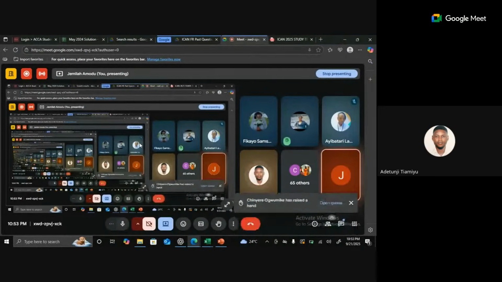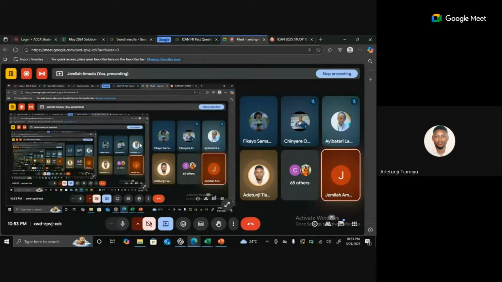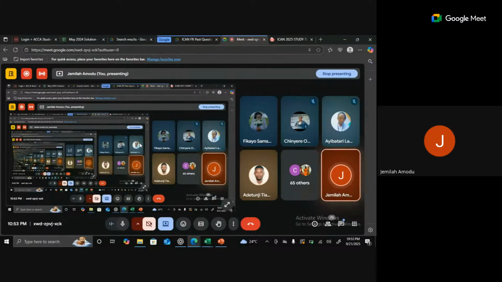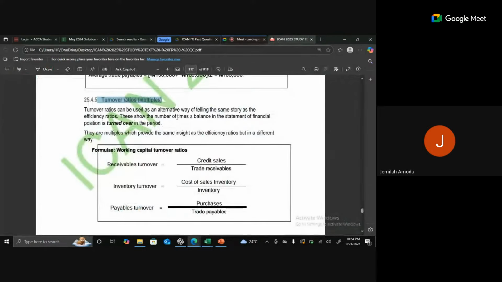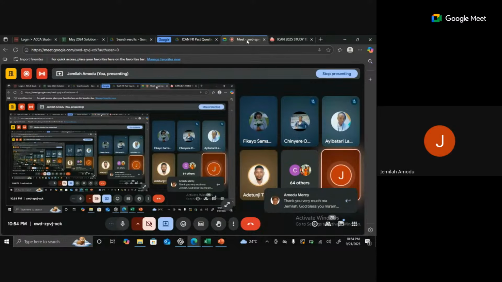Thank you for today. I was going to ask if you have the soft copy of your presentation slides. This is actually the new icon pack. I will drop it in the group. It's the icon pack that I'm using. This ratio is in chapter 25. That's what I'm using. So if you already have the pack, you just check chapter 25. That's where we are.